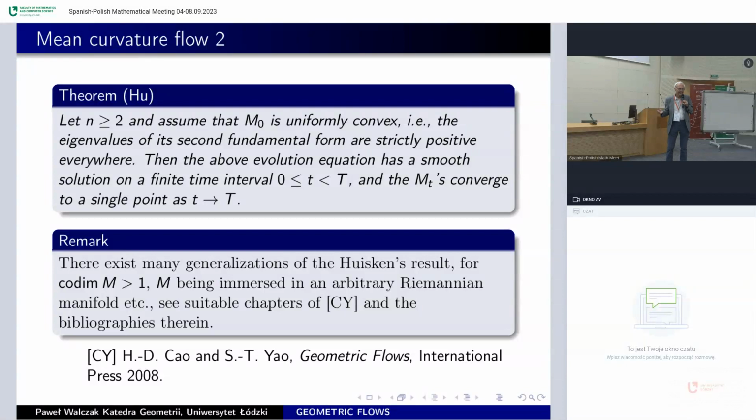The result is that if you start from any closed hypersurface which satisfies some conditions of convexity, which means that the eigenvalues of its second fundamental form are strictly positive everywhere, strictly positive and bounded in a reasonable sense, then the equation from the previous slide again has a smooth solution on a finite time interval from 0 to capital T, and the images under this immersion converge to a single point as small t converges to capital T.